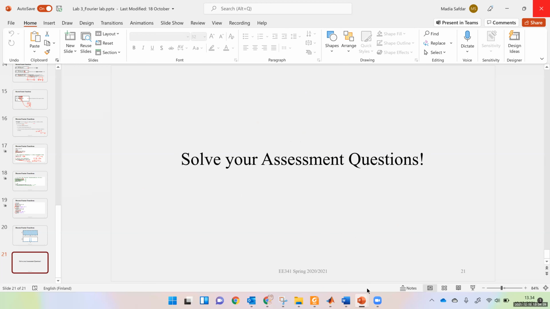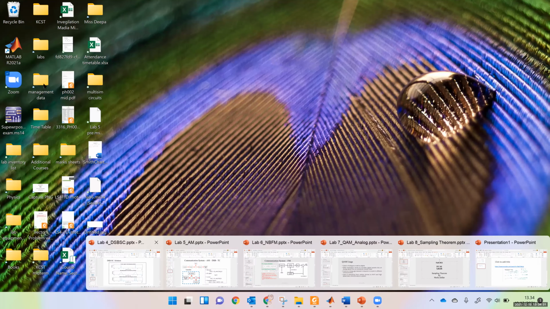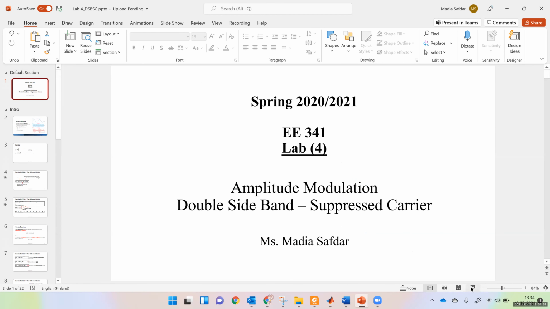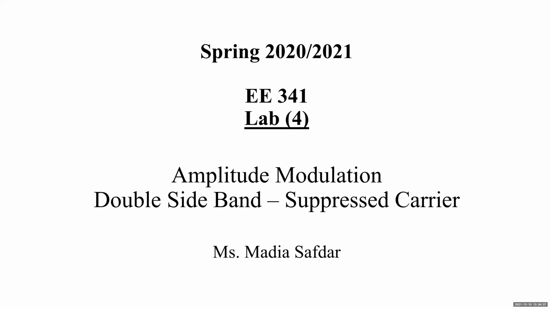So for lab number 4, in this lab we have amplitude modulation. So what is modulation? Modulation is transmitting your signal through a channel and then receiving it. Okay, this is transmission and this is the channel. If I just transmit my original signal directly, I will lose all my signal.